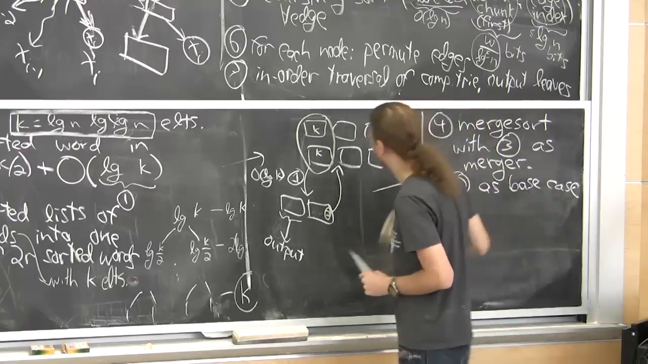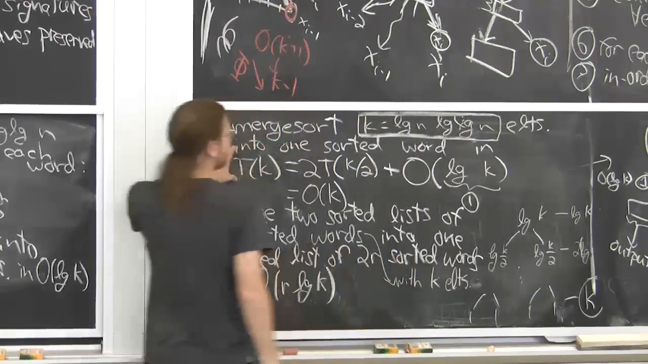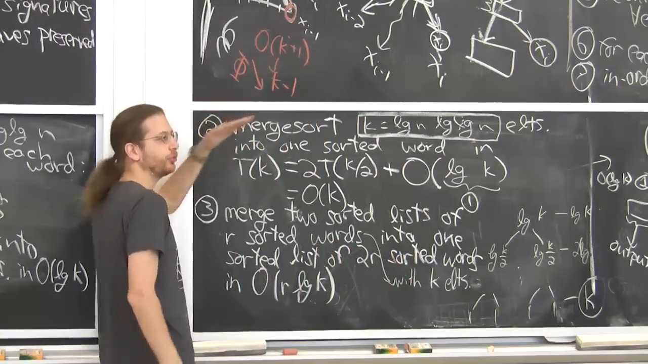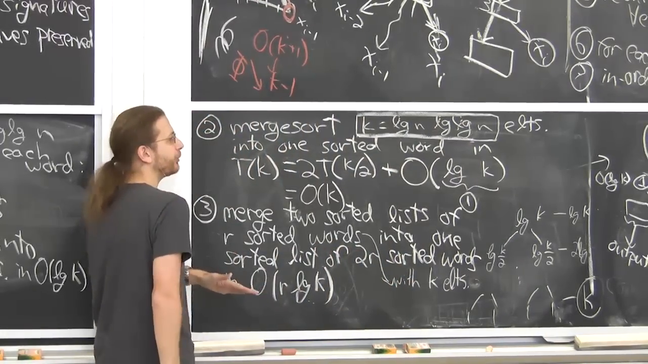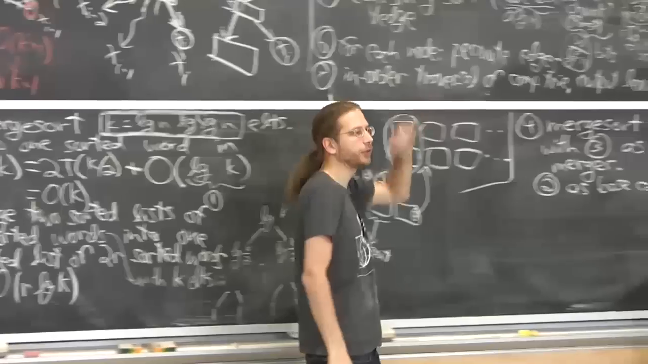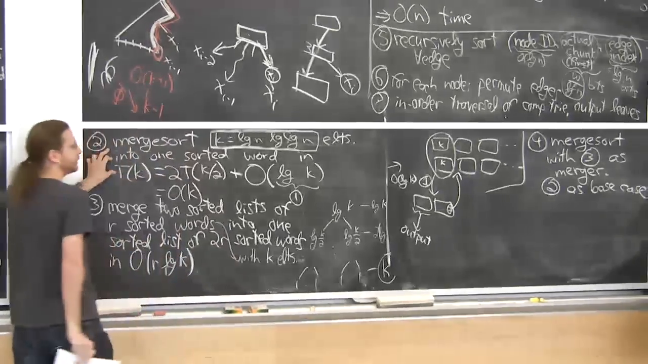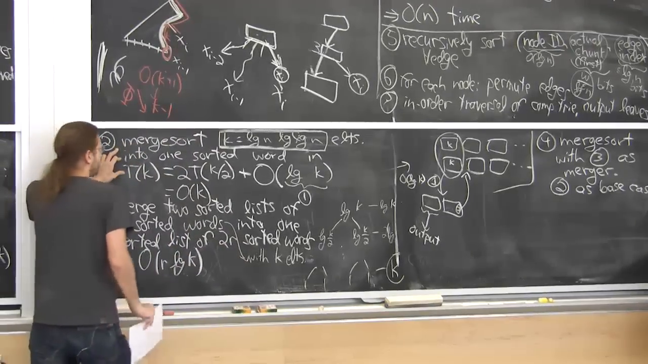And this is the overall algorithm. It's one merge sort. We're going to use this as the merger, and we're going to use this as the base case. So it's actually two recursive levels of merge sort. Merge sort is recursive within step 4 for a while until we get down to the level of a single word. Then we use this thing to deal with things in a single word.